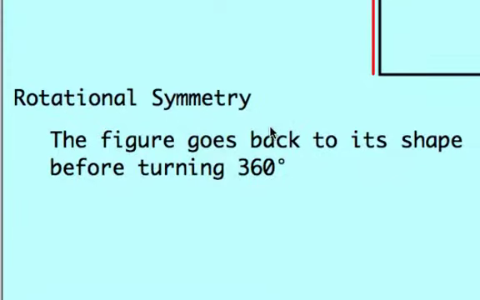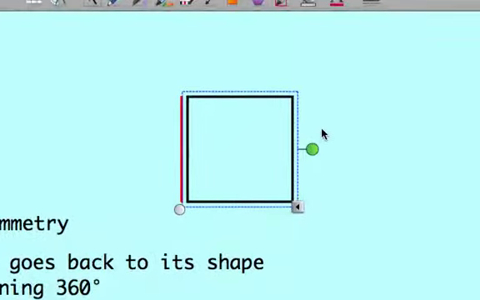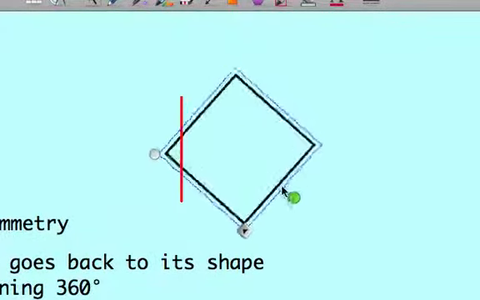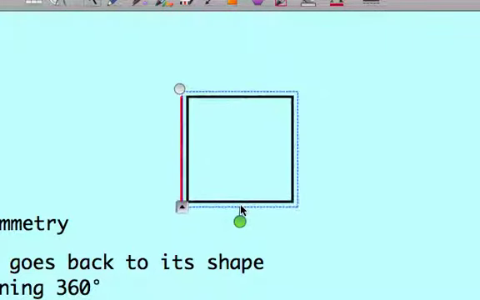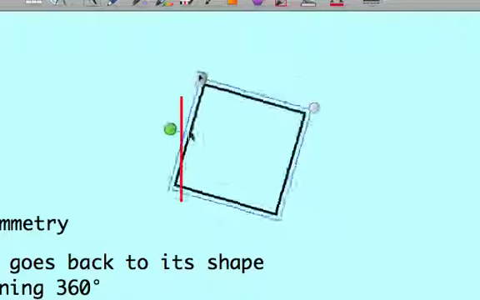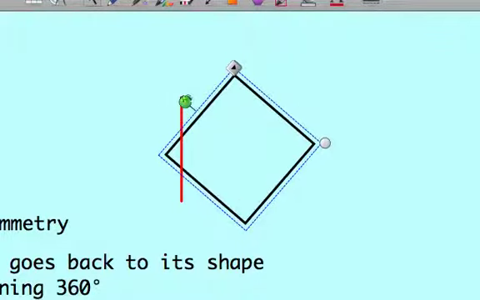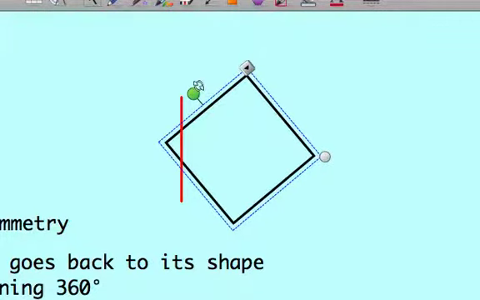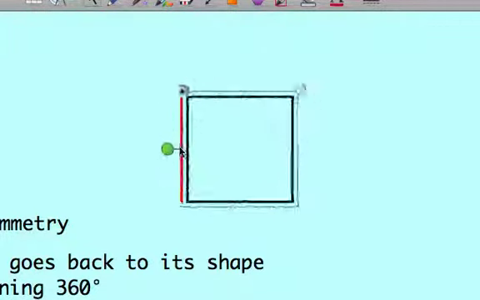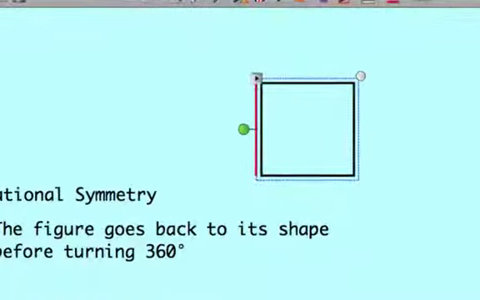One other term to keep in mind is rotational symmetry. That's when the figure can get back to its original shape before turning 360 degrees. A square has rotational symmetry. So if I was to move this way, you can see, even though I only turned it one time, 90 degrees, right? I got back to this red line here, and it didn't have to turn 360 degrees, only 90 degrees. So this has rotational symmetry, as you can see. That's an important concept. Any regular figure, by the way, will have rotational symmetry.